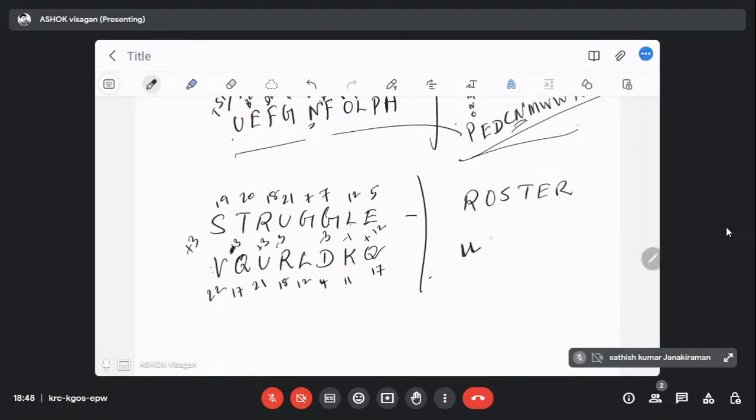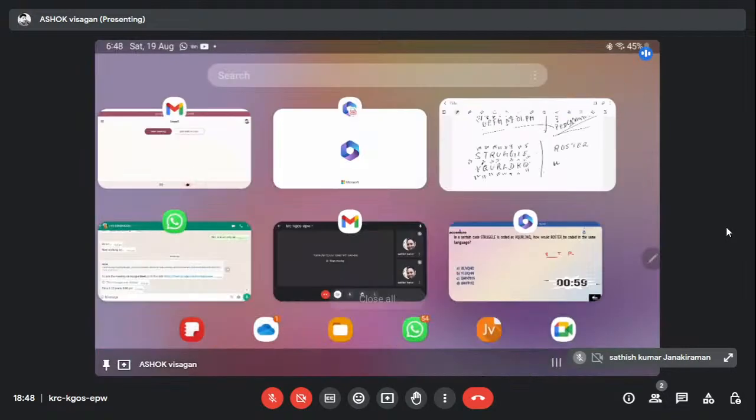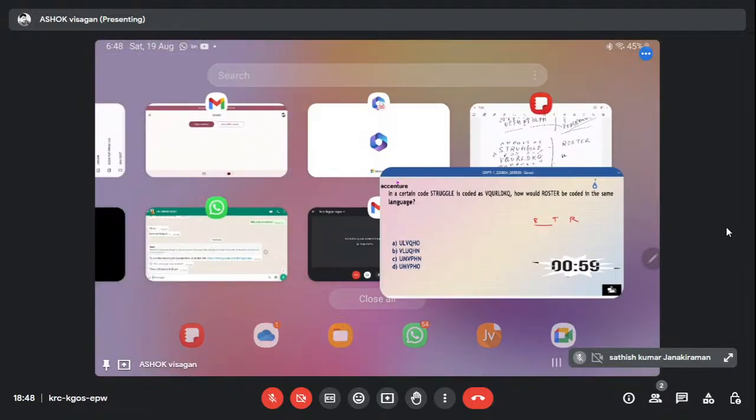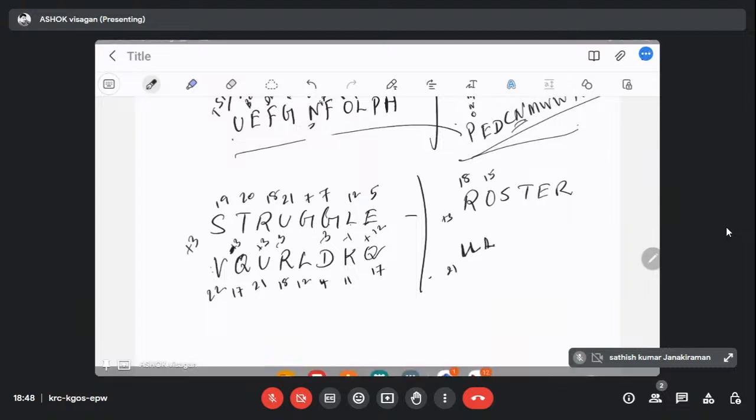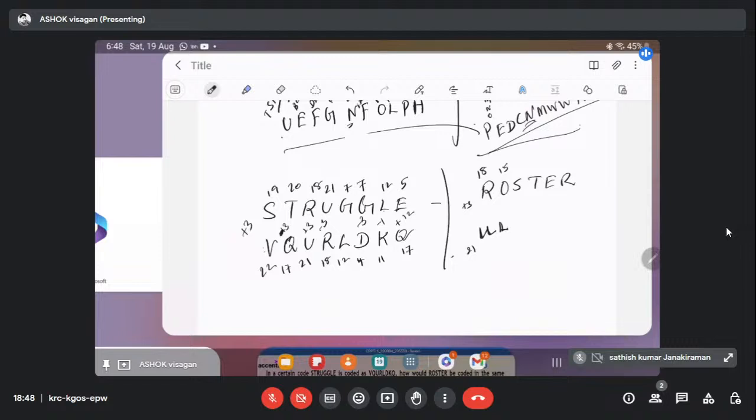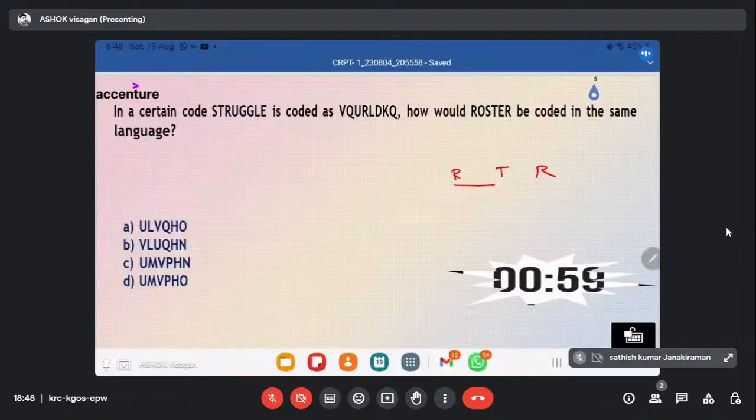So R means you should have 18. So check how many options are started with U. Three options are started with U. Find out the second letter. First letter is 18, so 18 plus 3 is 21. Next one is 15. 15 minus 3 is L. L number is 12. So here you should have L. How many options are having U, L? Only the first option. So you don't want to worry about the remaining logics.